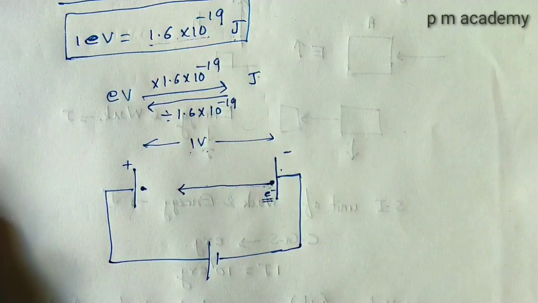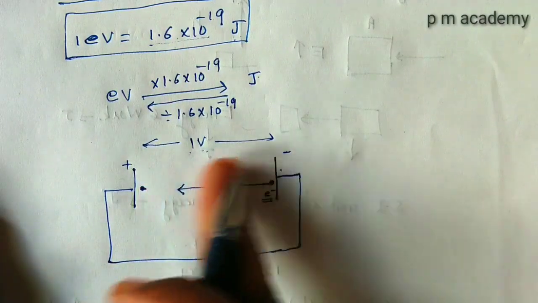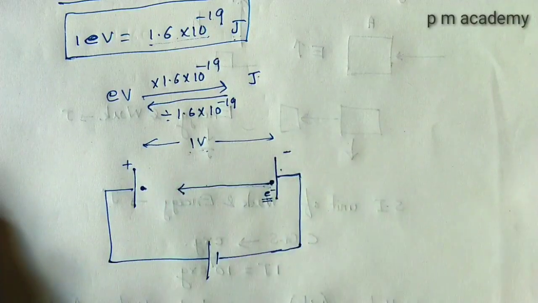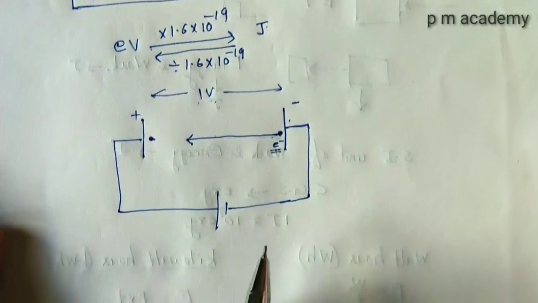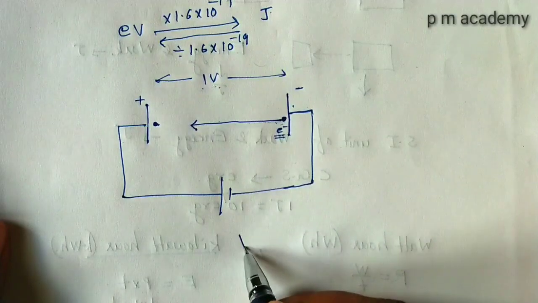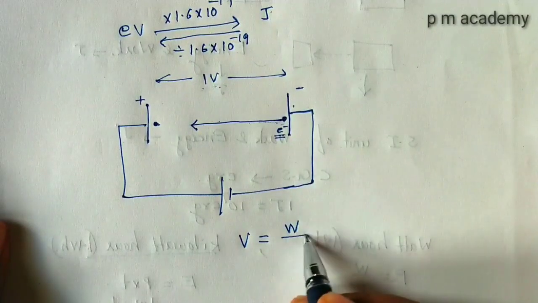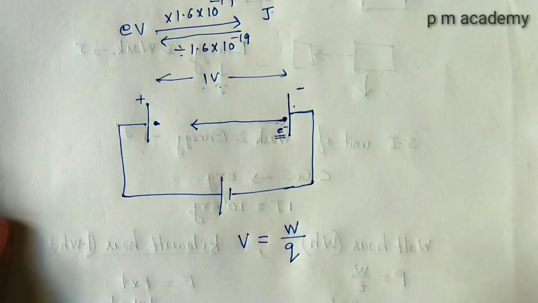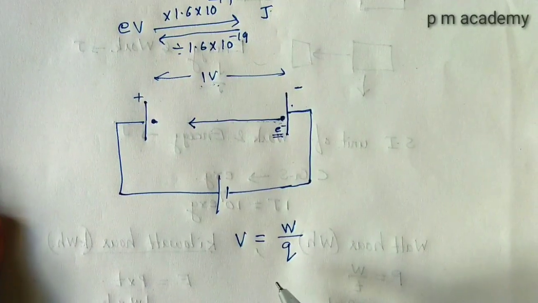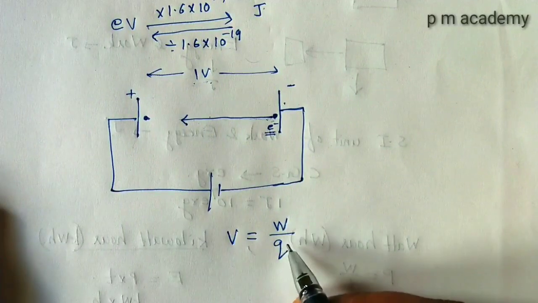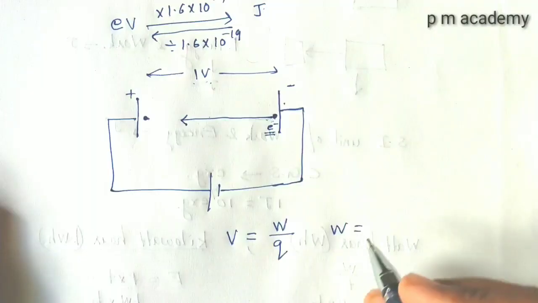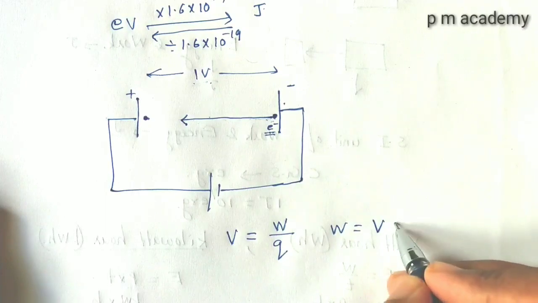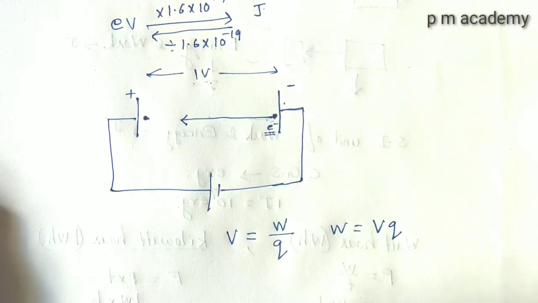That is, 1 electron volt is the energy gained by an electron when it is accelerated through a potential difference of 1 volt. Okay, you know that potential difference V is equal to W by Q. You studied this in 9th standard, and we will study the same formula in the 10th standard also. From that, W is equal to V into Q.